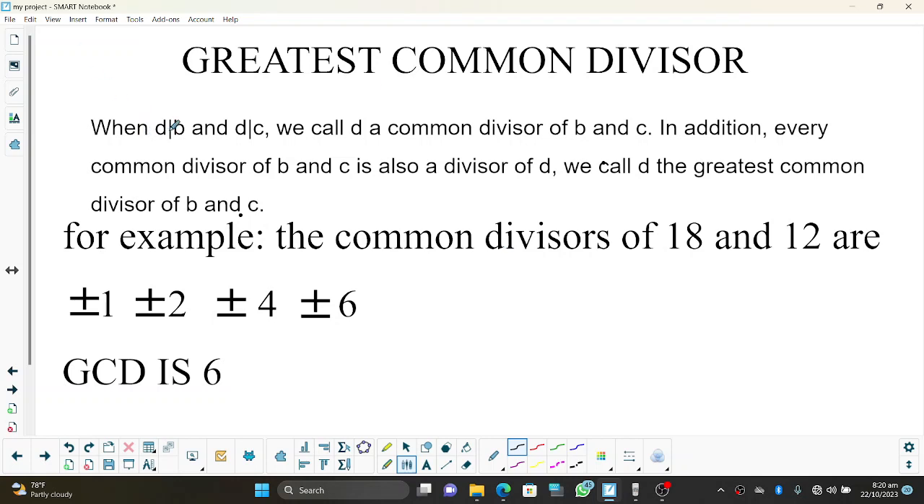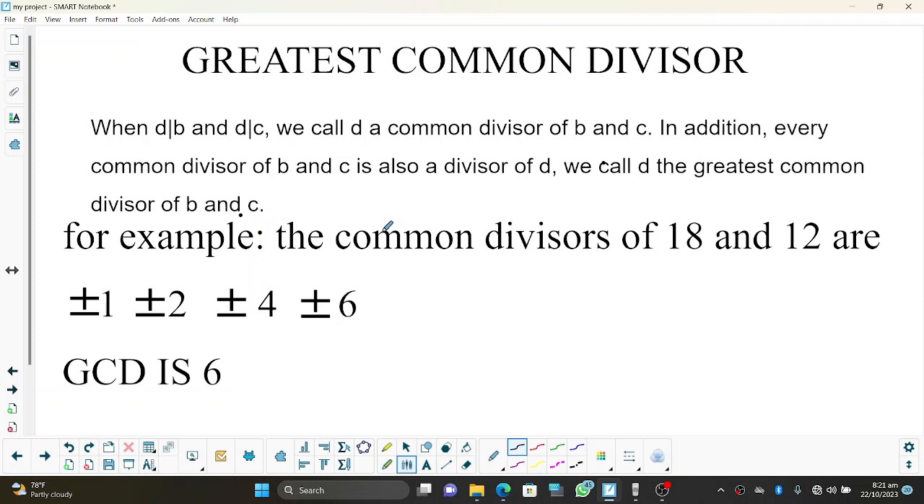So if d divides b and d divides c, we call d a common divisor of b and c. In addition, every common divisor of b and c is also a divisor of d. We call d the greatest common divisor of b and c.